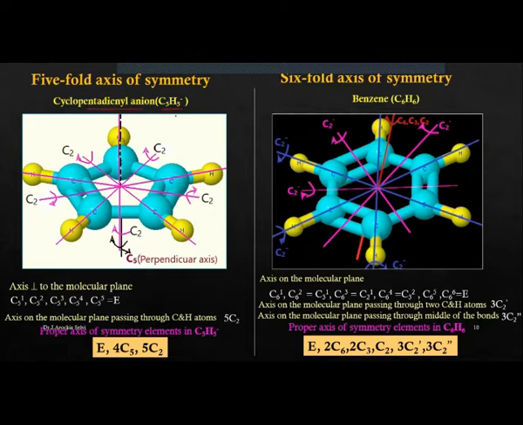Okay, so here is the 5-fold axis of symmetry: the cyclopentadienyl anion, C5H5. It's negatively charged, it's an anion. Now C5 1 is performed, C5 2 is performed, C5 3, C5 4, C5 5. In this case all the C5s are unique, they cannot be equated to another. So C5, 360 degrees divided by 5. So what do you get?